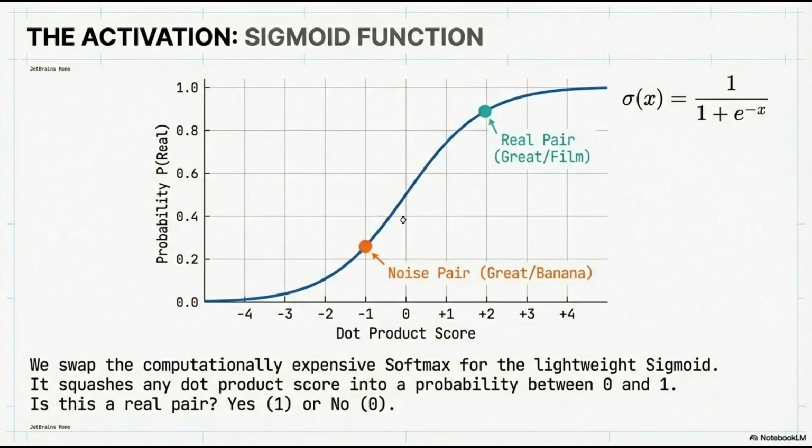And now, because we changed the problem from pick the best word to is this specific pair real or fake, we stop using the softmax. And we now switch to the sigmoid function. So this squashes our dot product into a number between 0 and 1. For great film, we want a high probability close to 1, as is the case in this demonstration. For great banana, we want a probability close to 0.